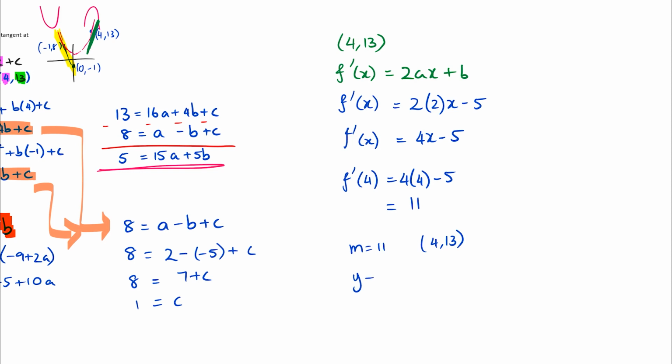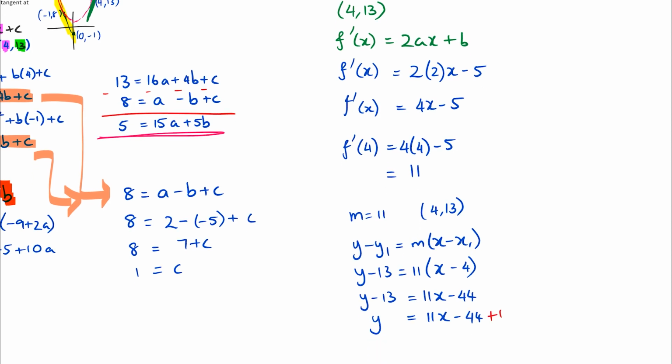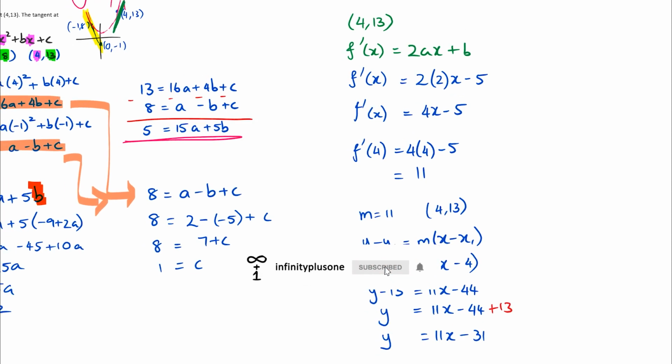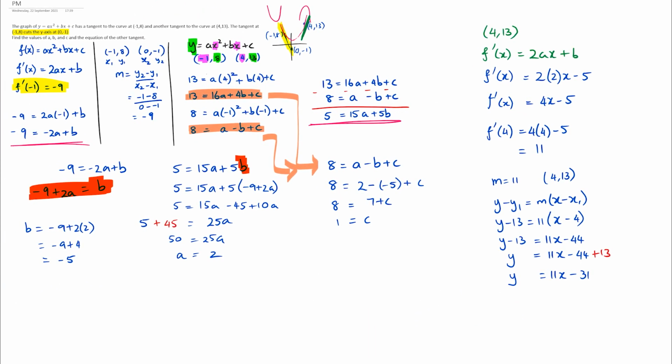So we could just write our equation of a straight line. We're going to get y minus 13 equals 11 times (x minus 4). And that gives us y minus 13 equals 11x minus 44. And we get rid of that 13 to the other side, which gives plus 13. And so that gives us the equation of the straight line, the tangent that we're trying to figure out: y equals 11x minus 31. Now, it's a possibility I might have made a mistake somewhere, but that's pretty much how you actually end up doing this question.